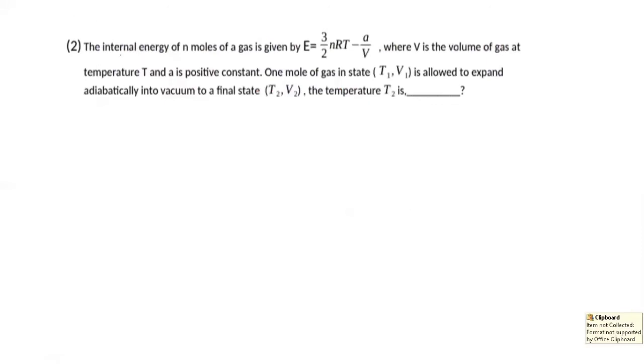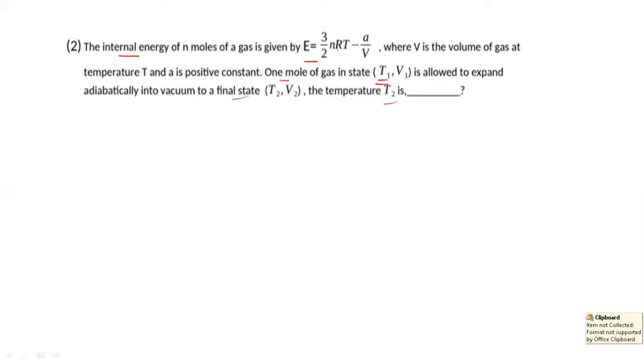Here what is given: the internal energy of n moles of a gas is given by E equals 3 by 2 nRT minus A by V. Here V is the volume, T is the temperature, and A is a positive constant. So this is the internal energy of n moles of a gas. And if 1 mole of the gas is in a state with temperature T1 and volume V1, and it is allowed to expand adiabatically into vacuum, that means it is allowed to expand freely, to a final state T2, V2, then we need to find the temperature T2.